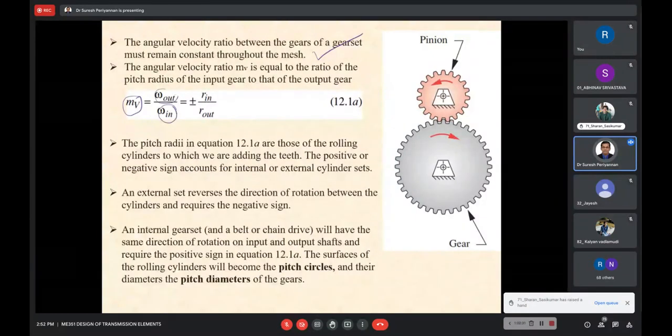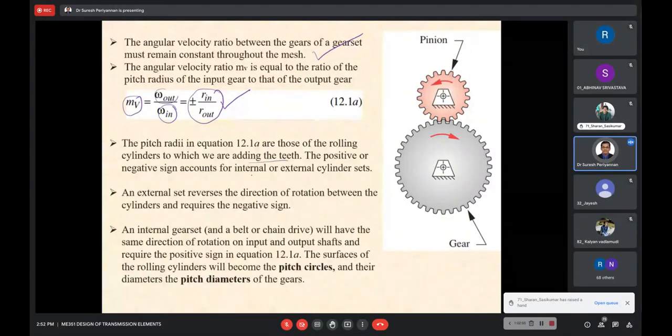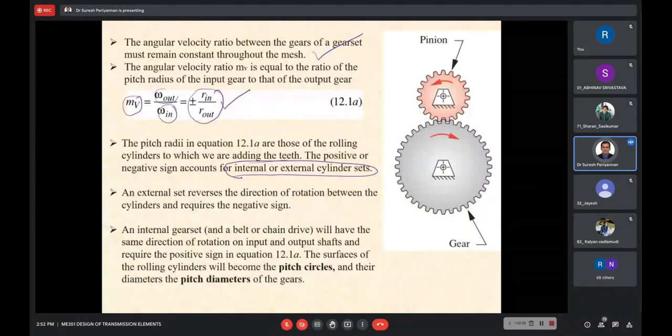The angular velocity ratio between the gears must remain constant throughout the meshing of teeth 1, 2. The velocity ratio is omega out divided by omega in, which is nothing but omega 2 divided by omega 1 or omega 1 divided by omega 2, with radius in and radius out, whatever we discussed earlier. The notation is different. Now, how are we considering the positive and negative sign? The pitch radius of the rolling cylinders adding to the teeth. The positive or negative sign accounts for internal and external cylindrical sets.